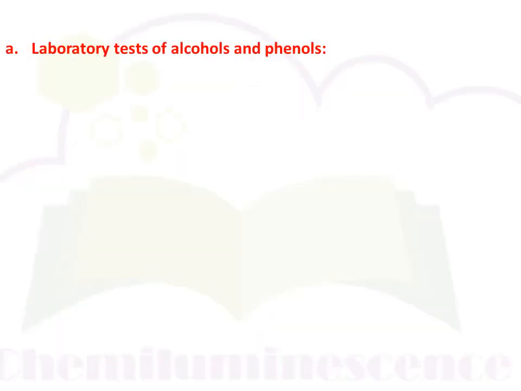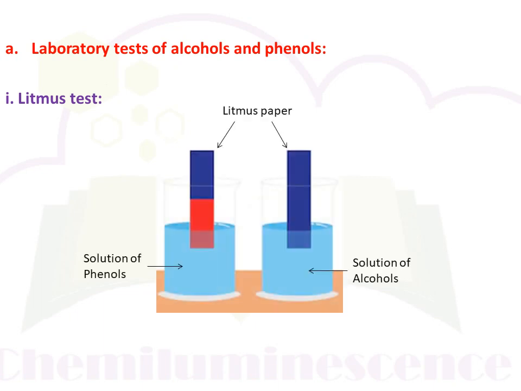First is the laboratory test of alcohols and phenols. These tests are used in the laboratory to check the nature of alcohols and phenols, whether it is acidic, basic or neutral in nature. First, by using a litmus paper, hence it is called the litmus test.